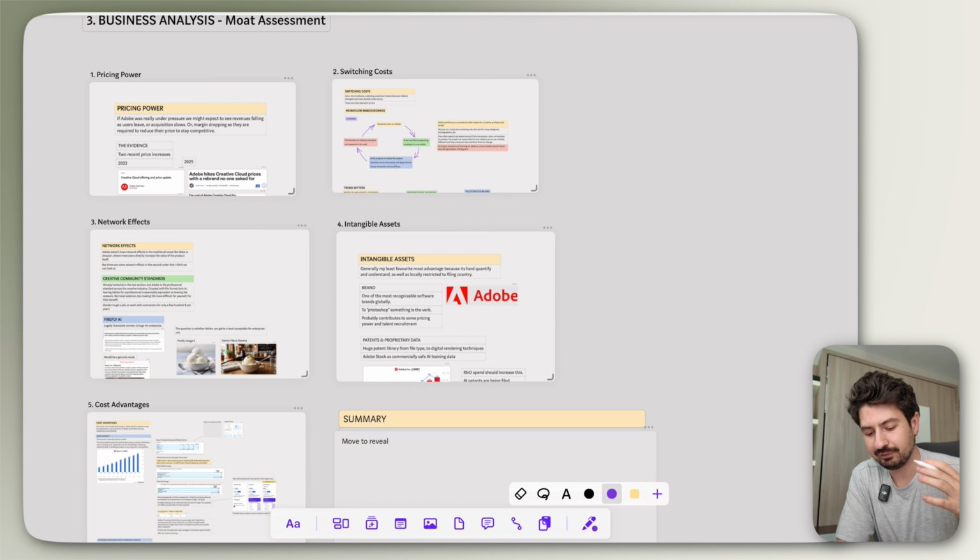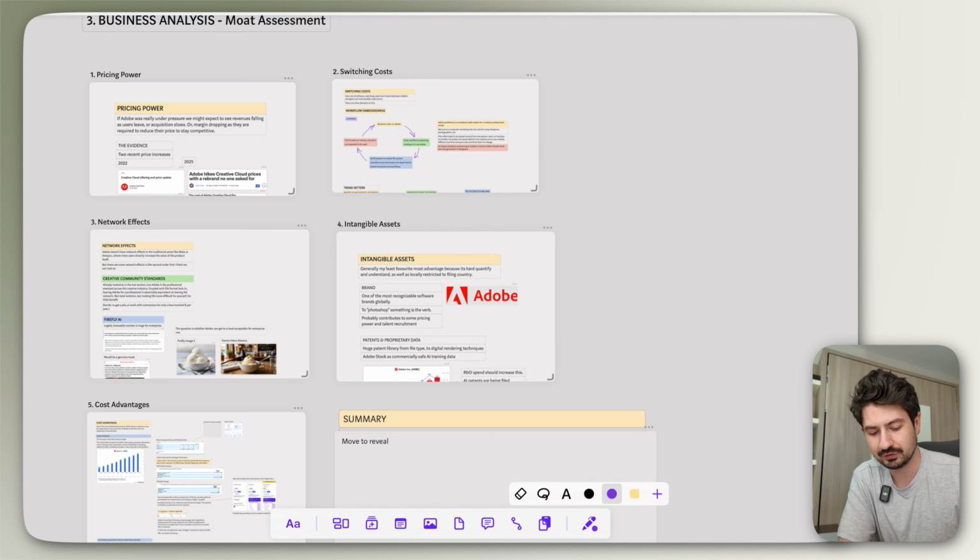So there are really 5 features that a business can have that act as a moat and allow it to hold an enduring competitive position in the marketplace. So we're going to look at each one: pricing power, switching costs, network effects, intangible assets, and cost advantages. And then we'll do a little bit of a summary at the end to just recap everything. I think this is going to be a pretty long video.